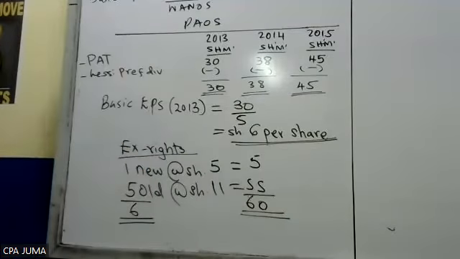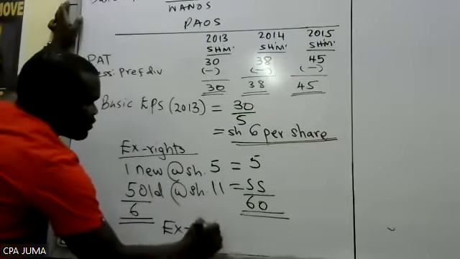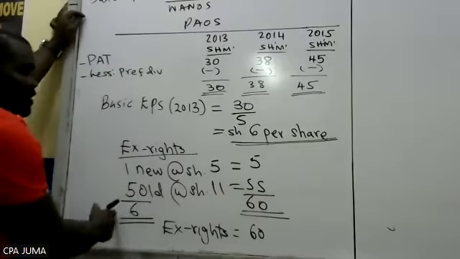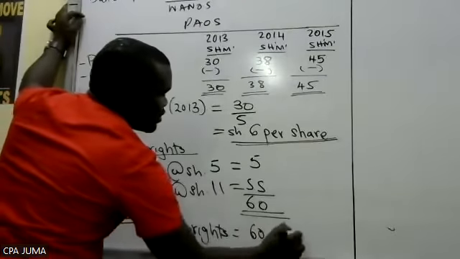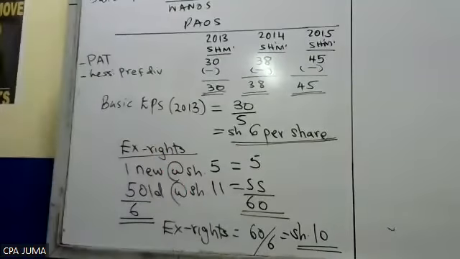So the ex-rights price is the average. So the ex-rights price will be 60 divided by 6, which is shillings 10 per share. Have that.